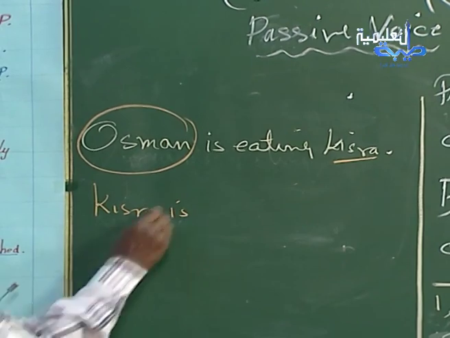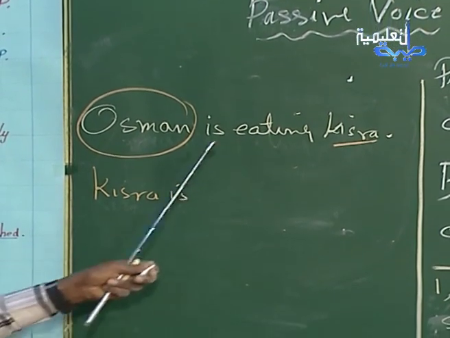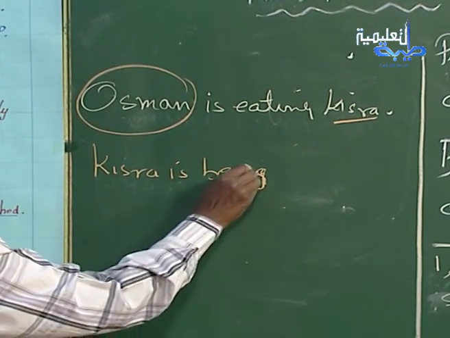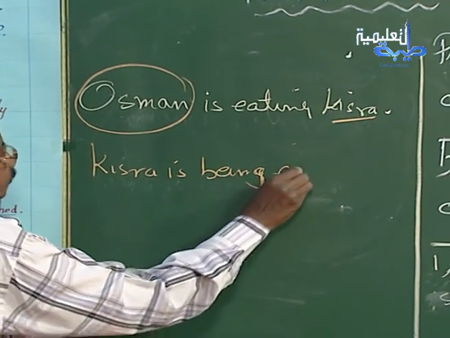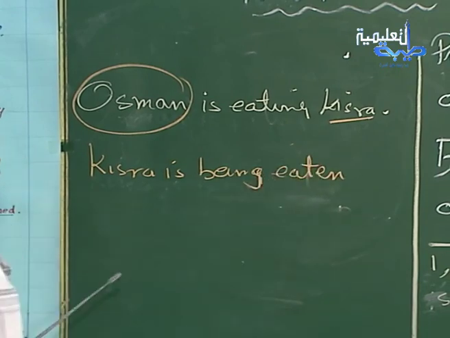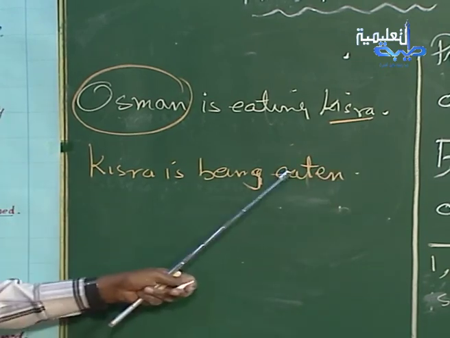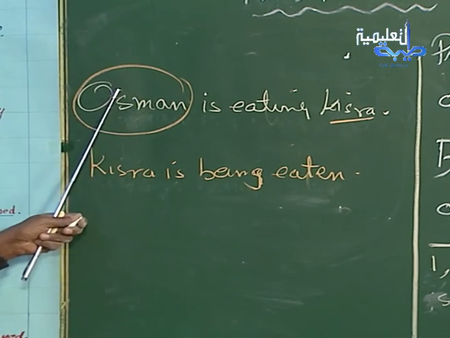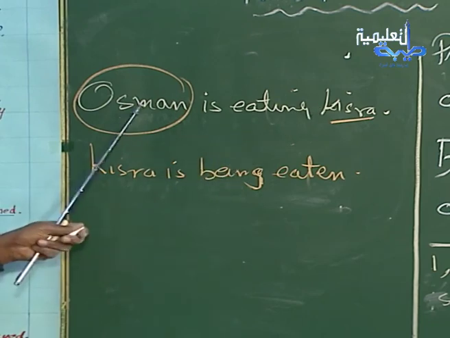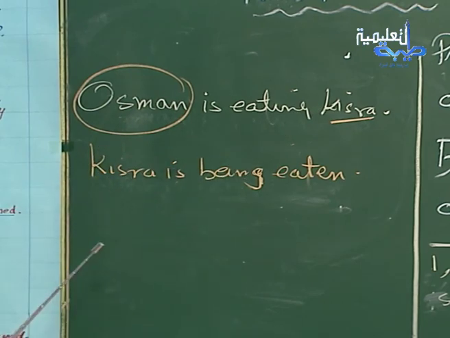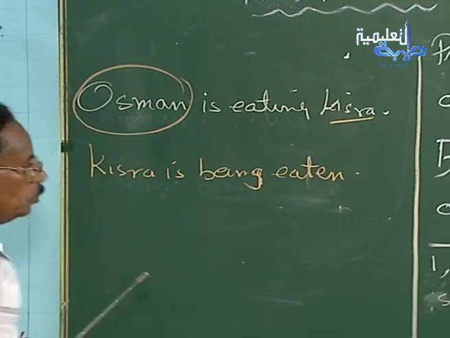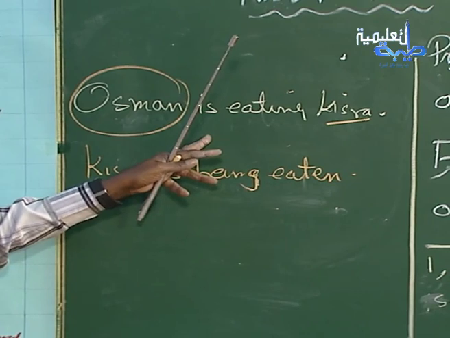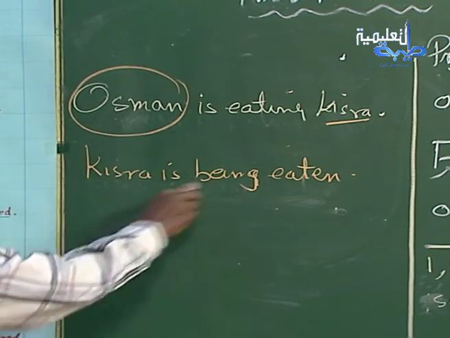is, because this is a present continuous, after is there is being, being eaten. This is, kisra is being eaten. We left out Usman, we omit Usman, or he is eating kisra. We say, kisra is being eaten. We do not put any of this, because this is the subject. There is no subject in the passive voice. In the passive voice, there is no subject. We say kisra is being eaten.